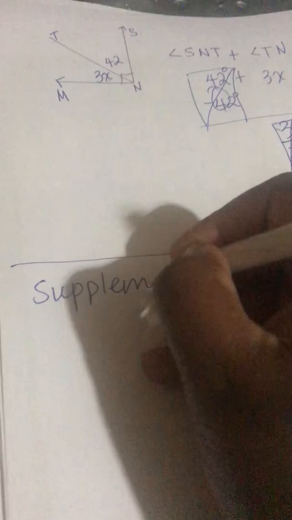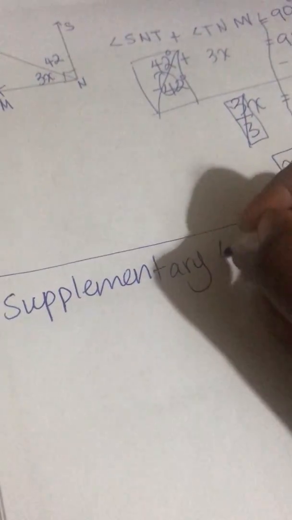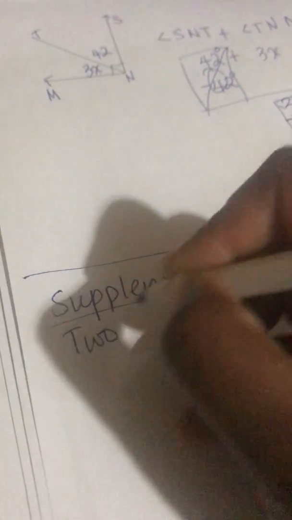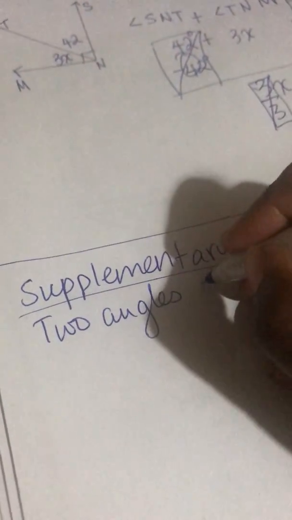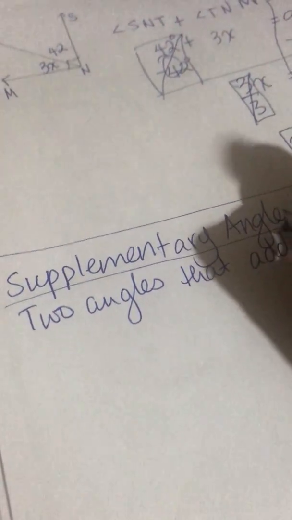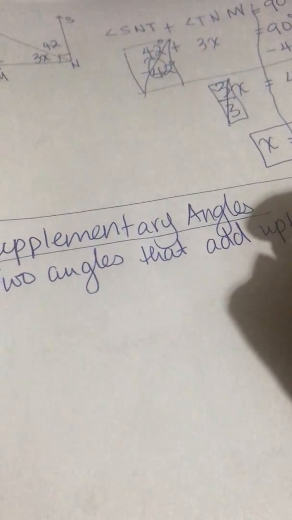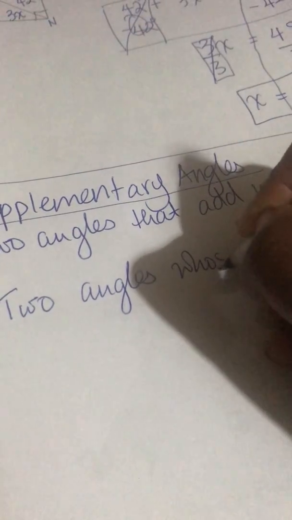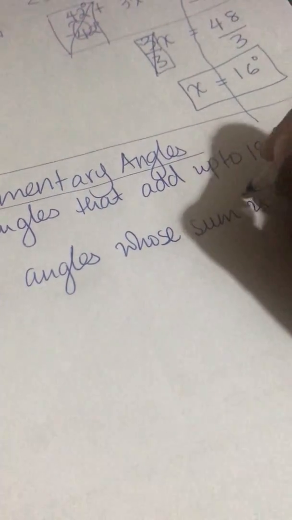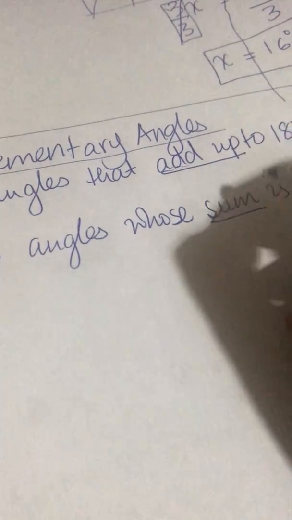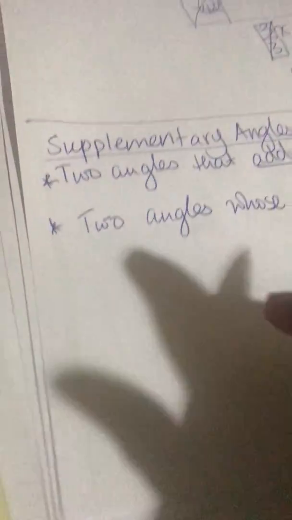Supplementary: two angles that add up to 180 degrees, or two angles whose sum is 180 degrees. This word means this. Now let's draw our picture.